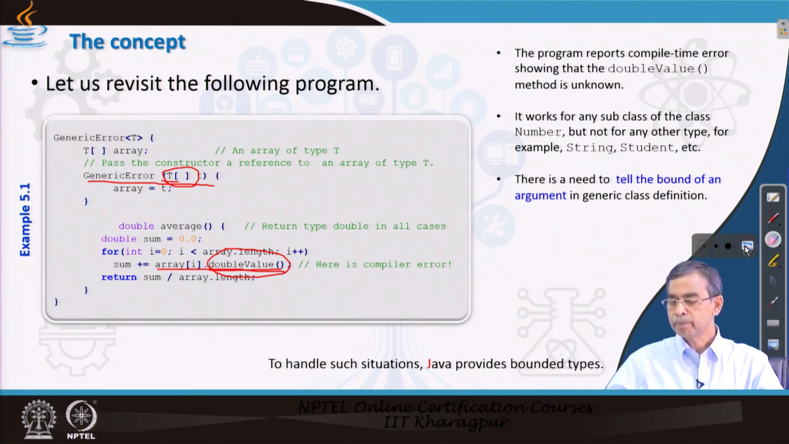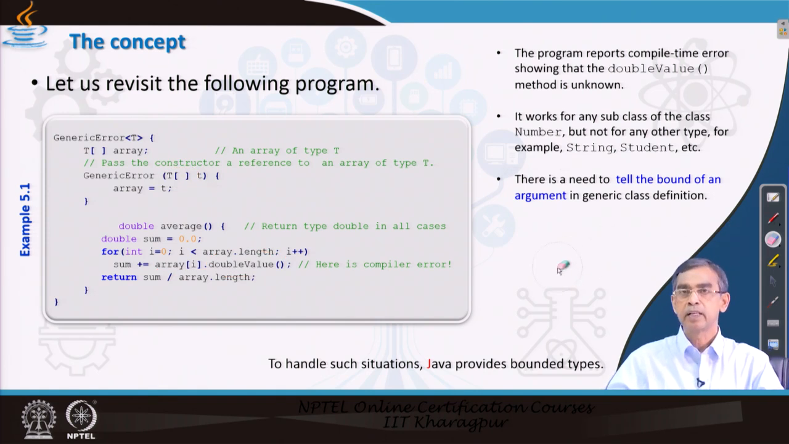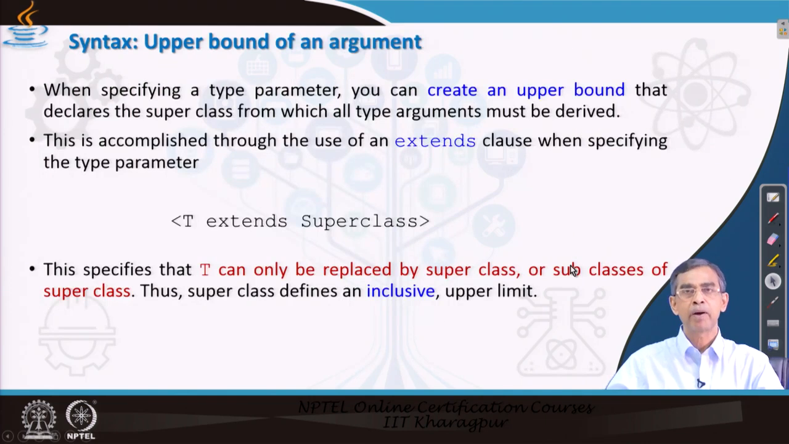Now, this problem is solved using the concept called the bound of an argument. Somehow a programmer should specify the bound of an argument. So, for this argument, what should be the bound? Bound means the scope of it, or that the validity of this argument belongs to a particular class or its subclass. Somehow that information needs to be mentioned while you write the program, and that is why the concept of bounded class, bounded argument, is coming.